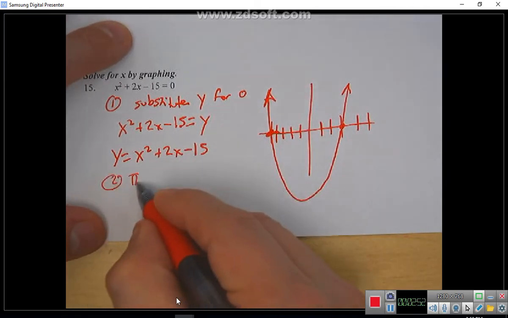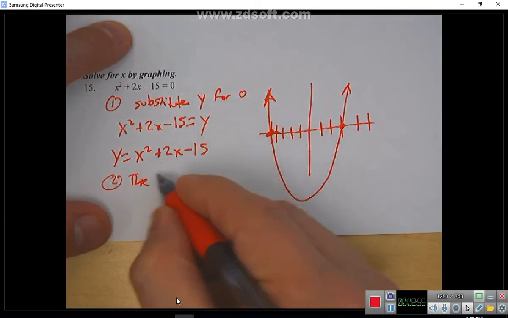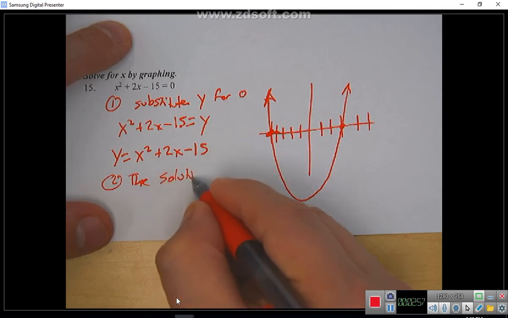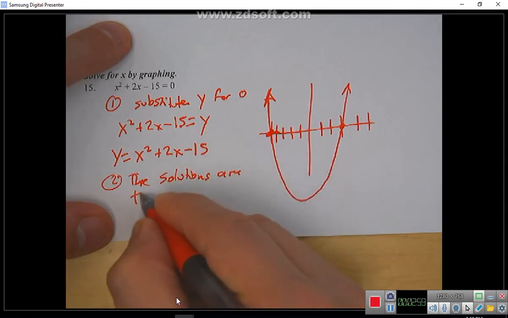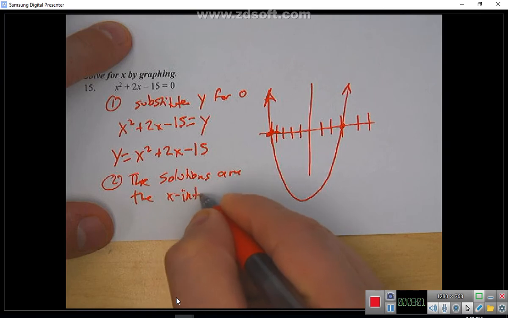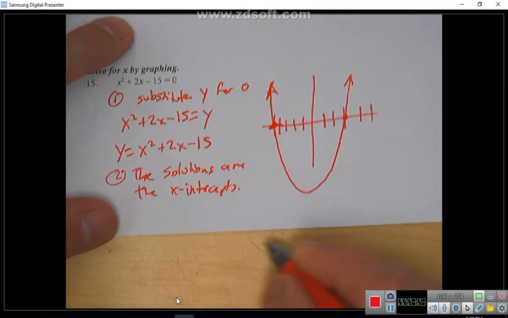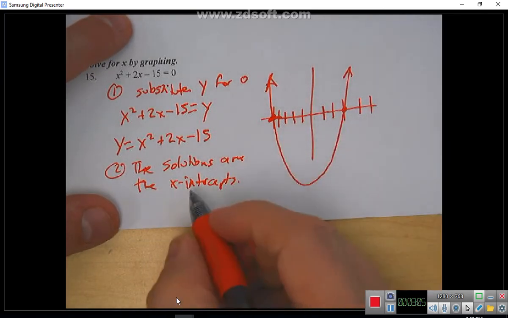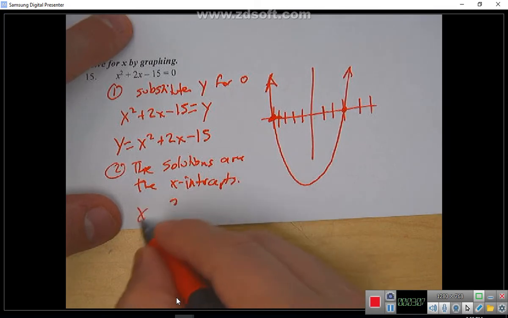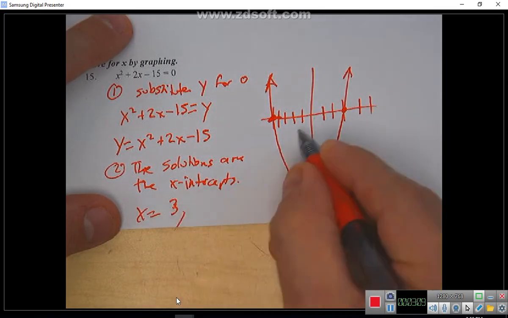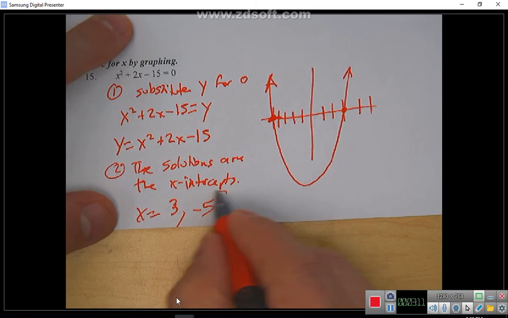So the solutions are the x-intercepts. So that gives me, again, x equals 3 and x equals negative 5.